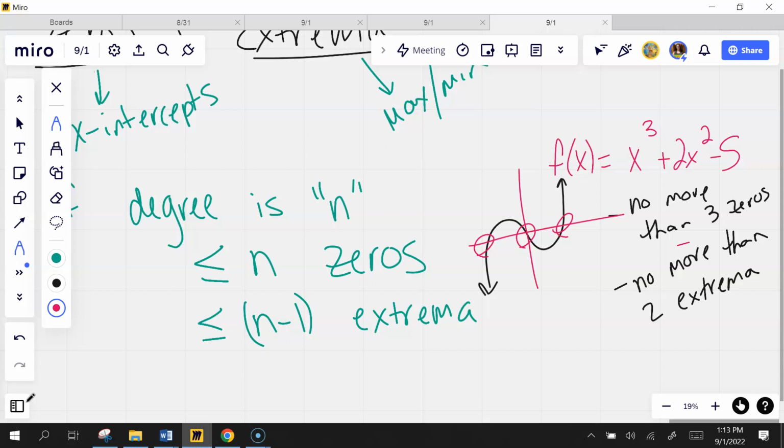It depends on how you start stretching and shrinking it. But I'm saying the most it could ever have, there's no way to stretch it, shrink it, shift it, move it, flip it, anything where it would have any more than 3 zeros. That's the most. There's no way that anywhere on here I could stretch, shrink, or flip this where you'd have more than 2 humps on here, 2 maxes or mins. There's no way. So that's the most number. That's a very important theorem that we use a lot.